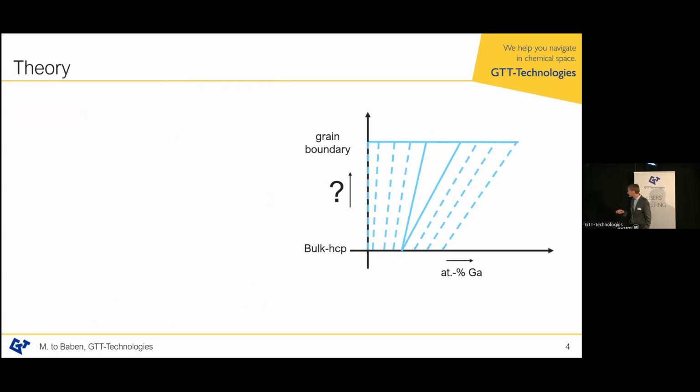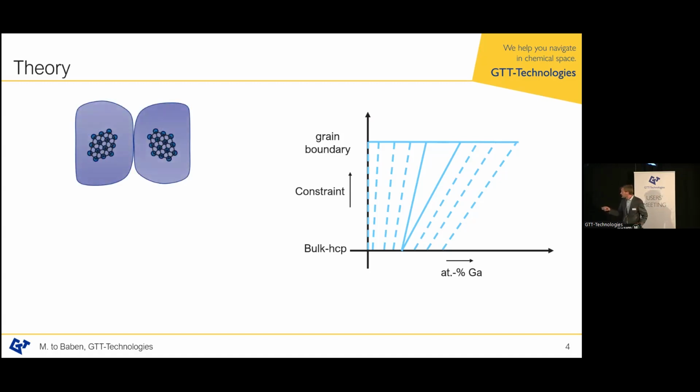So the question is, what is this y-axis here that is 0 for the bulk and has some value for the grain boundary. And this y-axis is, ta-da, a constraint. Yes, wonderful. This is a constraint. What does it mean? It means that initially we have nuclei, HCP nuclei, that are forming from the melt, from vapor phase condensation, from whatever. And these nuclei, they have an inclination to each other.